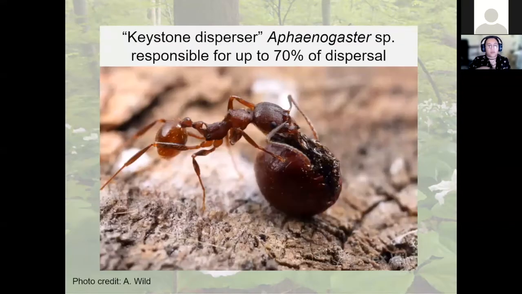Now, thinking about the other side of this mutualism, the star, if you will, belongs to the genus Aphaenogaster. There are a number of species in this region that belong to this group, but as a whole, they are considered keystone dispersers. Really the takeaway is that it has been found that they are responsible for up to 70% of the ant-mediated seed dispersal that we see in these systems. So I'd consider them sort of the heavy lifters, if you will.